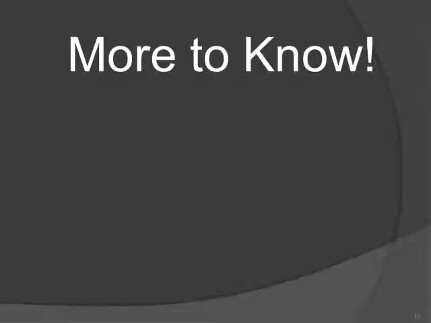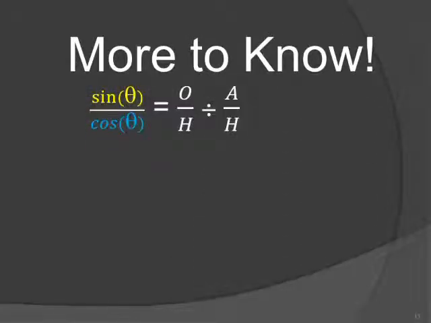You've got some more to know too. Let's look at sine theta divided by cos theta. Well, that's O over H divided by A over H. Now we're working with fractions. So our rule for fractions is when you're dividing by fractions, you leave the first one alone, change the divide to a times, and flip the second fraction upside down.